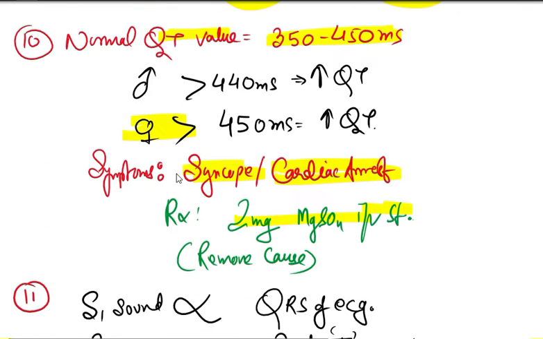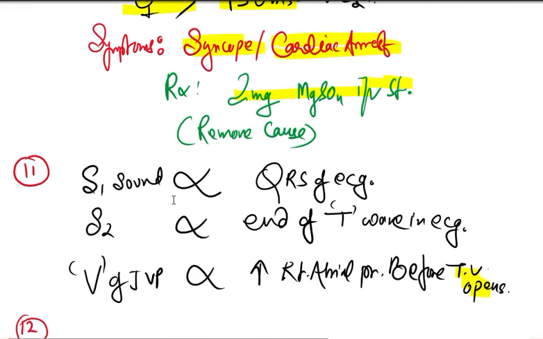Next one, normal QT value is between 350 to 450 milliseconds. In male, more than 440 milliseconds, we can say QT is prolonged. In female, more than 450. So the symptom is syncope or cardiac arrest. So what should be given to the patient? 2 g of magnesium sulfate IV stat and remove the causative drugs. Okay.